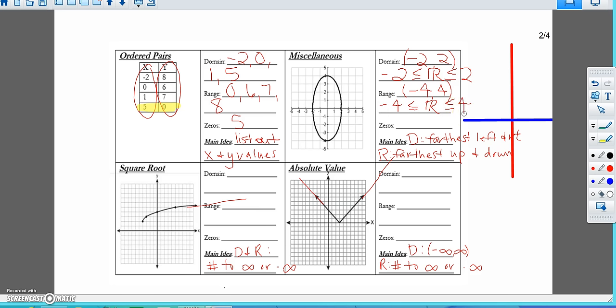And so the zeros in this case is where it crosses the x-axis, so that's right here and right there. So -2 and 2. So the main idea is that the domain is the farthest left and right, and the range is the farthest up and down.